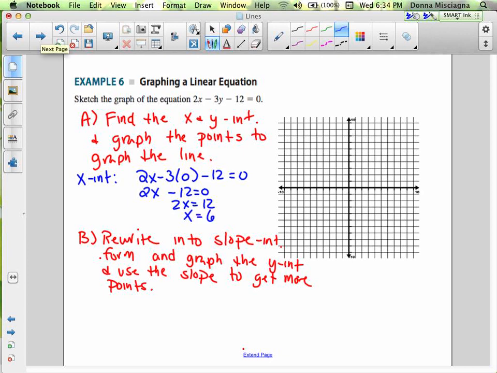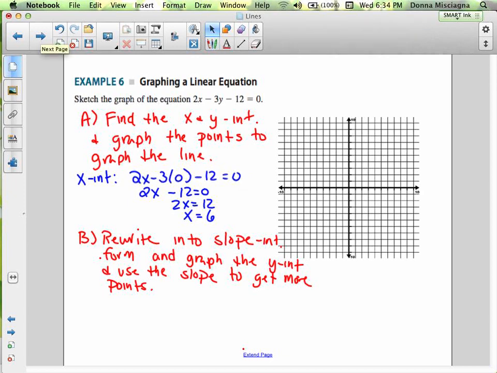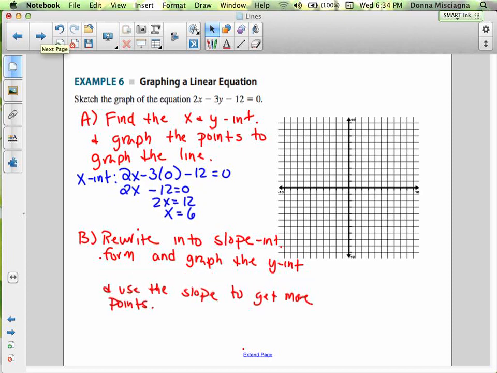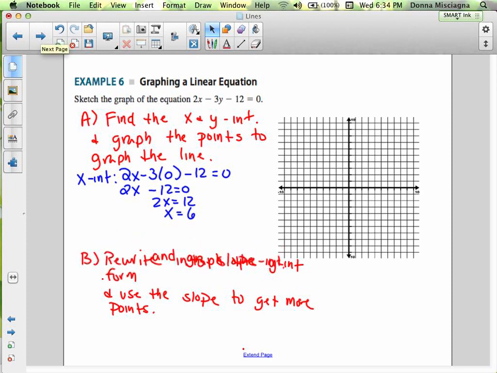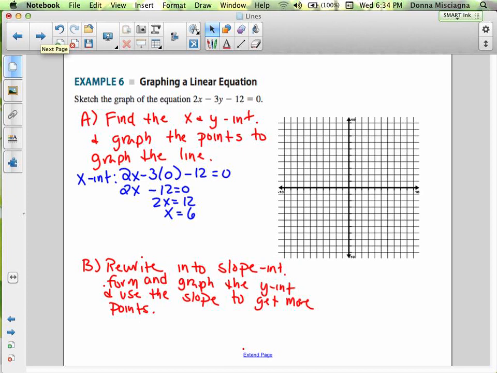I need a little bit more space. There goes my pen. Let's see if I can squeeze the x-intercept somewhere. Maybe if I move this down a little bit. All right. So we got the x-intercept.